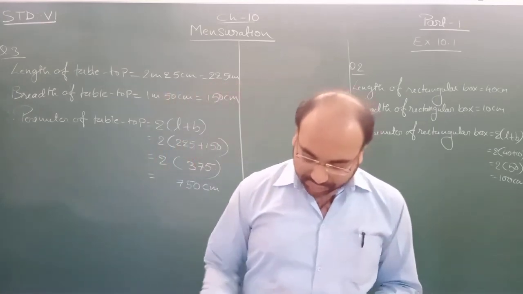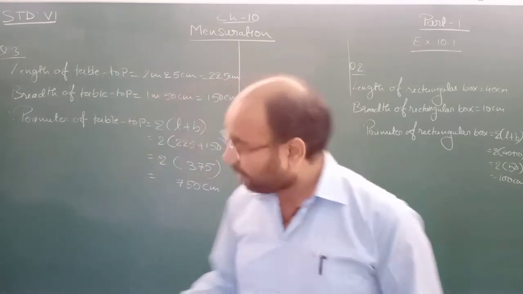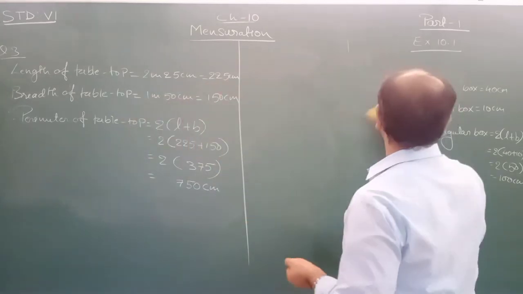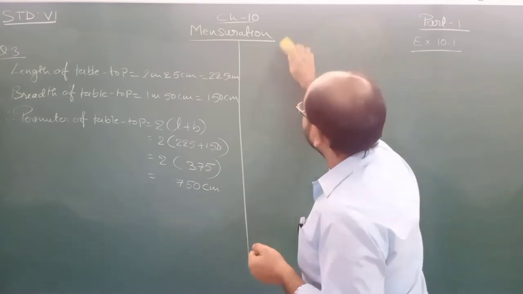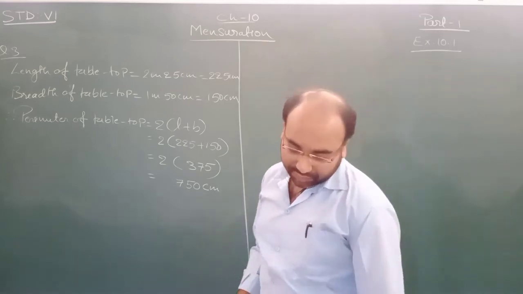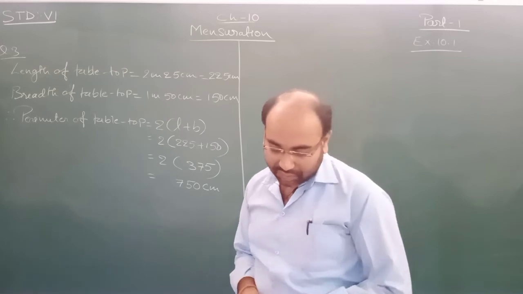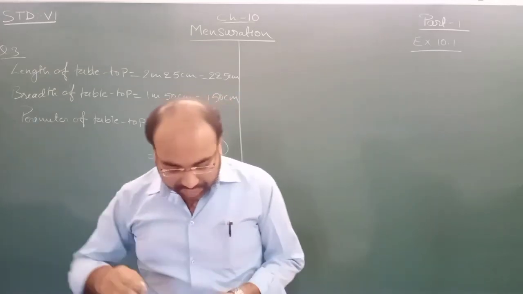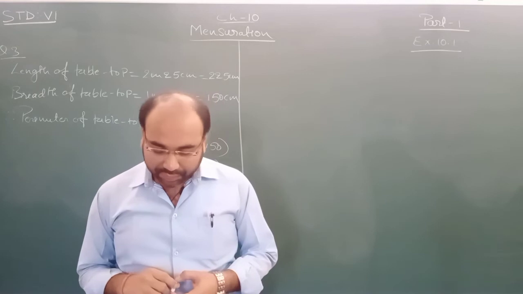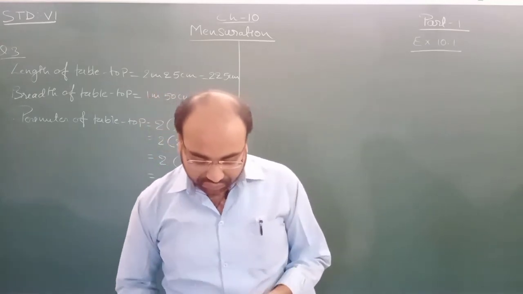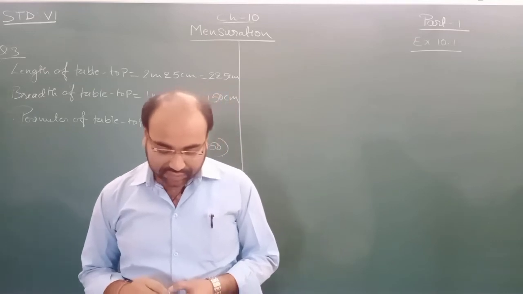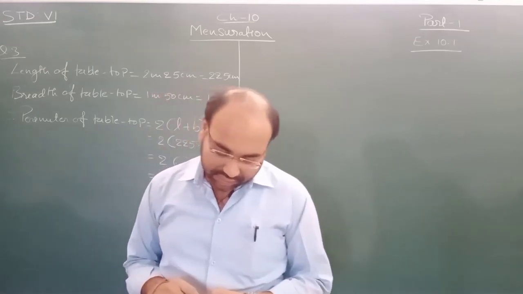Now question number 5. In that if you will see, in question number 5 it is given a rectangular piece of land measures 0.7 kilometer by 0.5 kilometer. Each side is to be fenced with 4 rows of wire. What is the length of the wire needed?